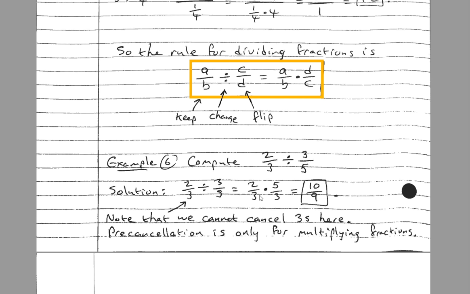You can see the reason. Those two 3's are on the same side. They're on the bottom. So these 3's don't cancel. So don't get confused. That pre-canceling, canceling something on the top with something on the bottom, only works when you're multiplying fractions together. Just because this 3 is really on the bottom. All right, 10/9.